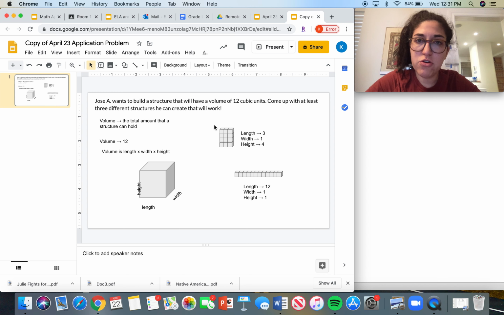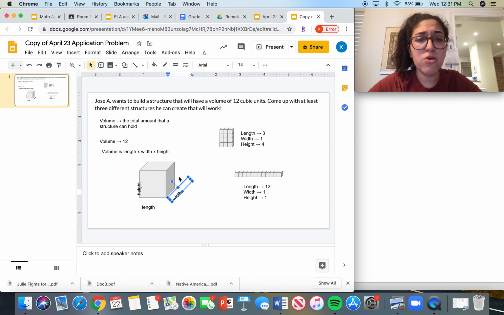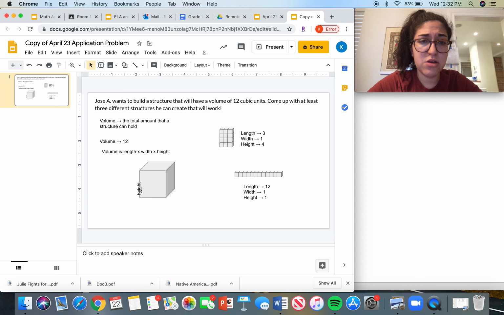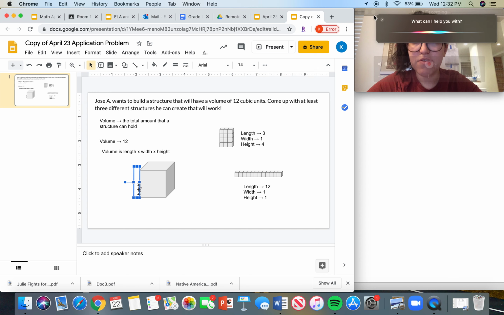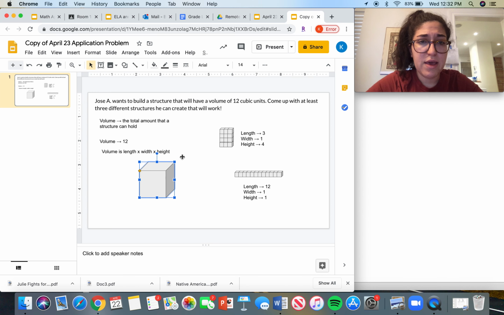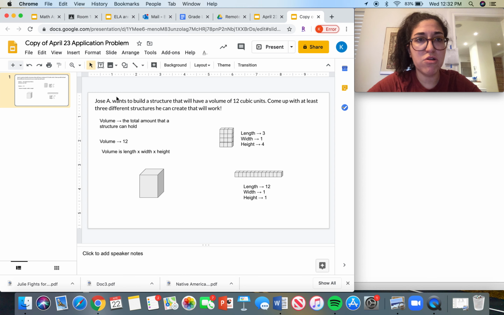So another way to do this, if you're still with me, awesome. Another way to do this, yes, you can, right now we've created 2 structures. We need to come up with 3. Now you can keep making individual cubes to show this, or you can actually just make one giant cube, like what I have here. Sorry about that. Rather than building out the individual cubes, I can tell you what the length, width, and height is.